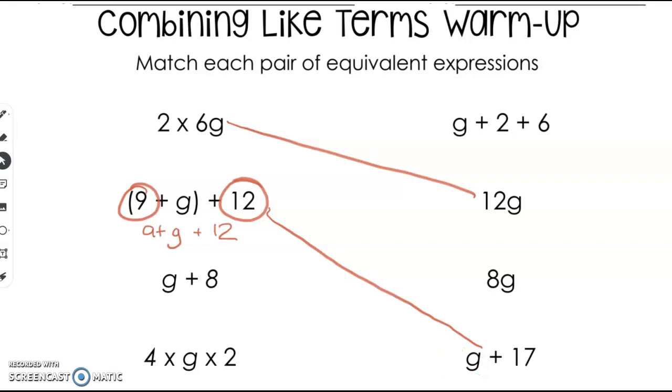Next, I have g plus 8. I can distribute that 8 into 2 plus 6. They both are equivalent. And last but not least, 4 times g times 2. I have 2 constants here, so I can multiply them together because there's a multiplication symbol on both sides. It's telling me everything is going to be multiplied. So 4 times 2 is a constant, and that gives me 8g.